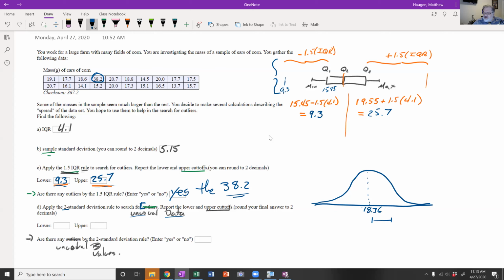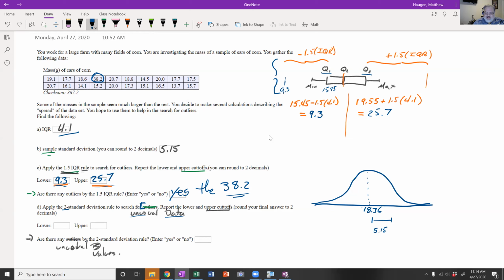And our standard deviation was what, 5.15? I think that's one of the things that makes this question a little bit tough: it asks us for the interquartile range, and then to find these cutoffs, we need to go back and find Q1 and Q3. It didn't ask us to find the interquartiles, but it did require us to use them.